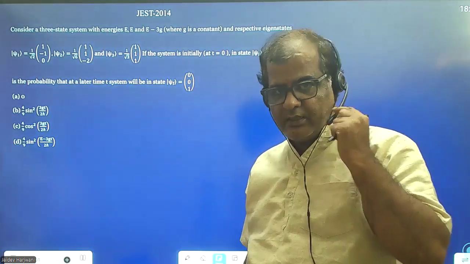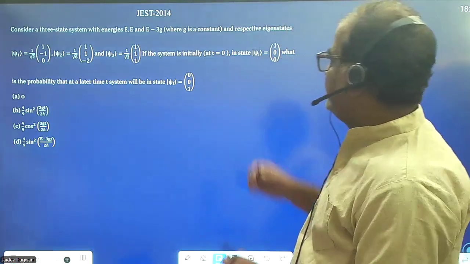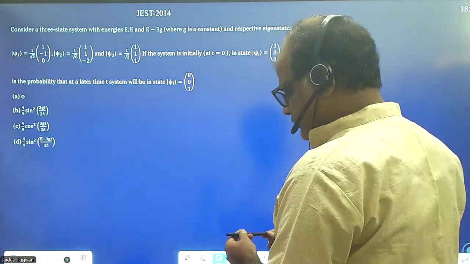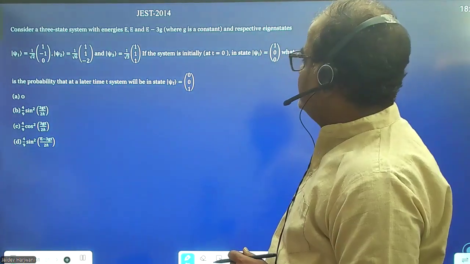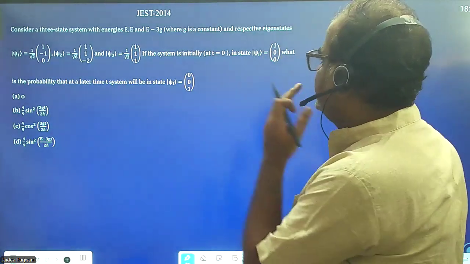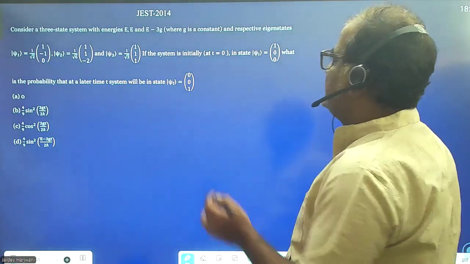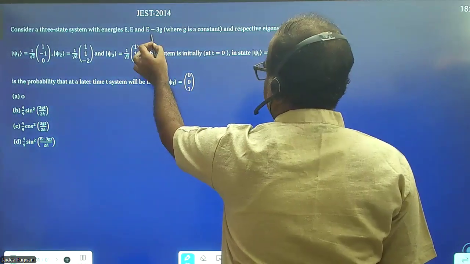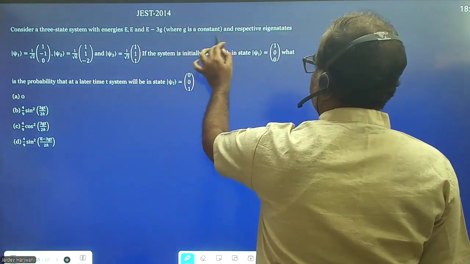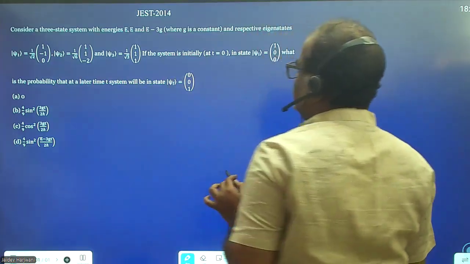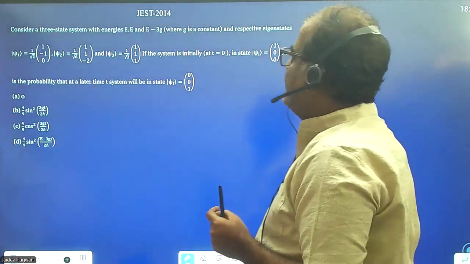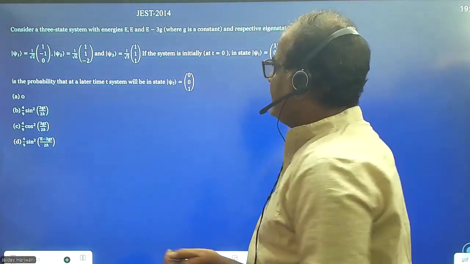Hello students, let us go for one more problem from JEST 2014 question paper. So this is a very nice problem. They say consider a three state system with energies E and E minus 3G, where G is a constant, and respective eigenstates are given. So they have given you the energies and their eigenstates.